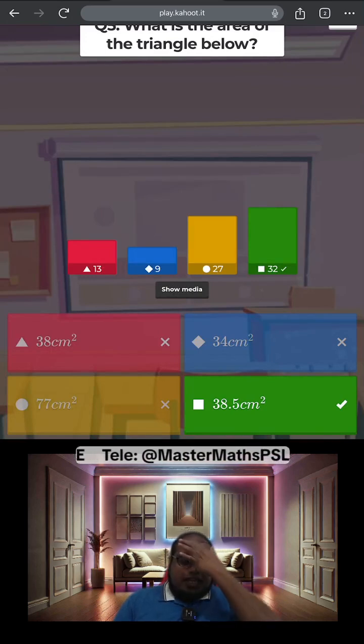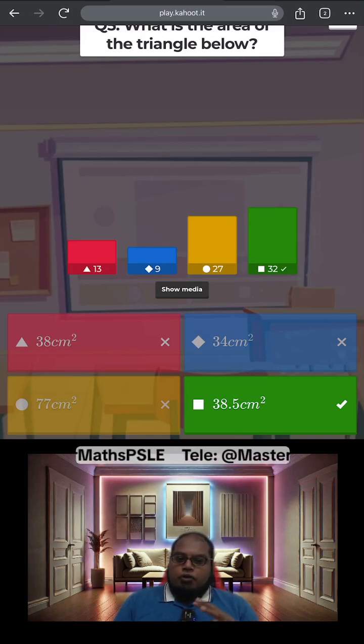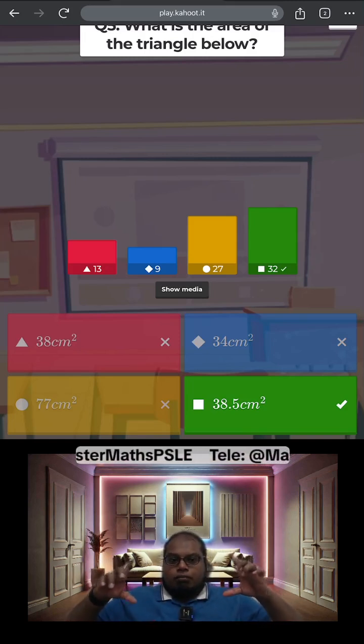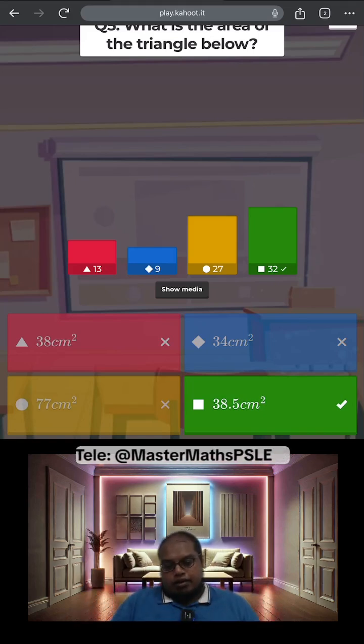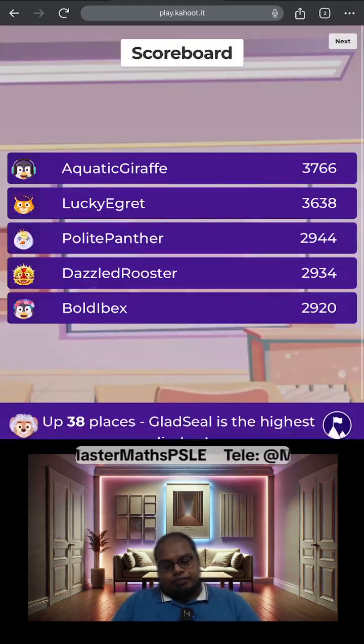Yes, the answer is 38.5. You don't have to round down or round up. And at the same time, remember, length times breadth, or base times height, is for a rectangle. But now it's a triangle, so you must use half times base times height.